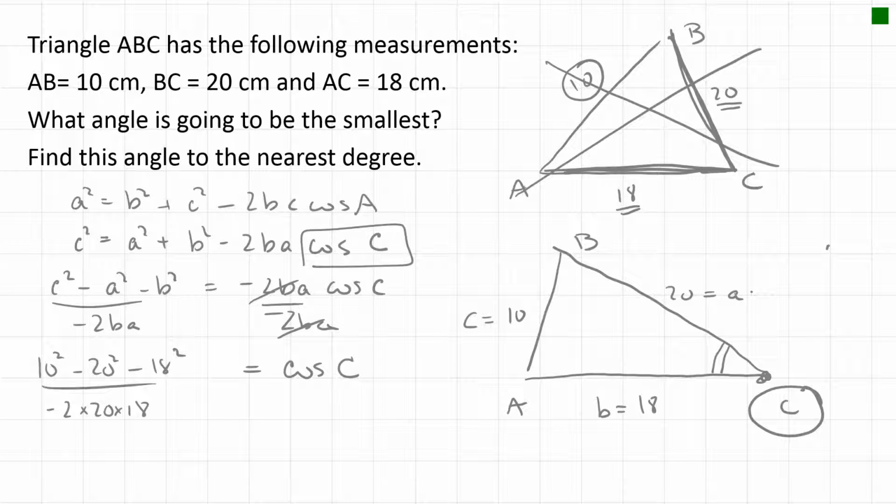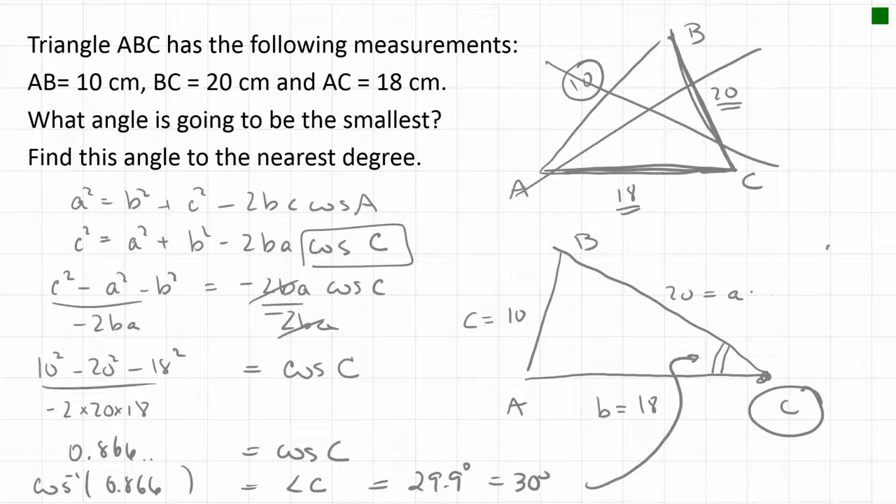So I have an answer of 0.8666 repeating equals the cosine of C. So taking the inverse cos of both sides, I get angle C, which is 29.9 degrees or 30 degrees rounded to the nearest degree. So this is approximately 30 degrees.